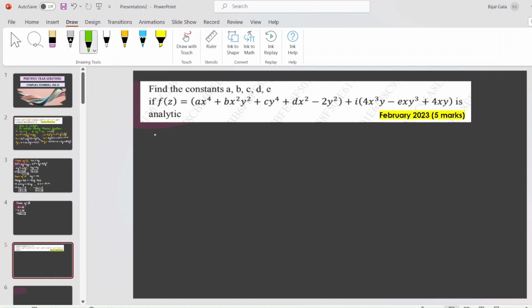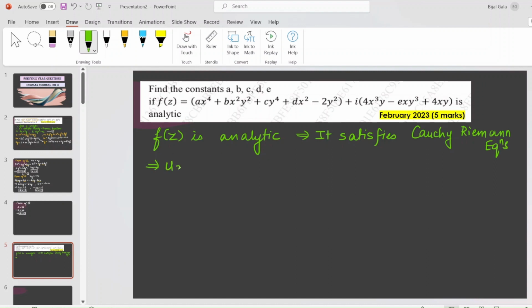As before, we'll start with f of z being analytic. So this implies it satisfies Cauchy-Riemann equations. Which implies ux is equal to vy and vx is equal to negative uy. I think before I wrote uy is equal to negative vx, one and the same.